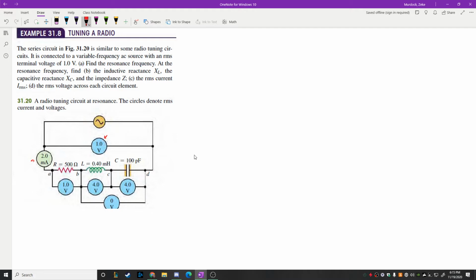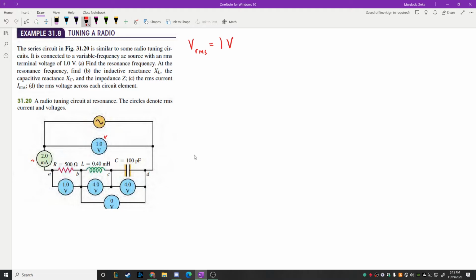So it says, similar to some radio tuning circuits, it's connected to a variable frequency AC source with an RMS voltage of 1 volt. Let's write that down, V_RMS is 1 volt. We want to find the resonant frequency, and at the resonant frequency, we want to find the inductive reactance, the capacitive reactance, the RMS current, and the RMS voltage across each element. Okay, so let's go through and do this. Part A says to find the resonant frequency.